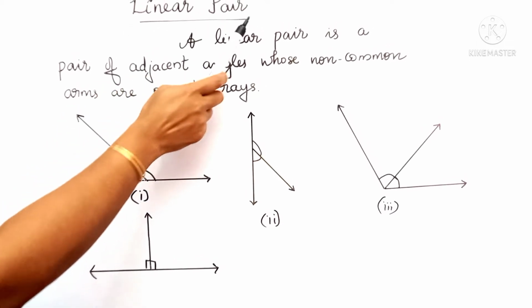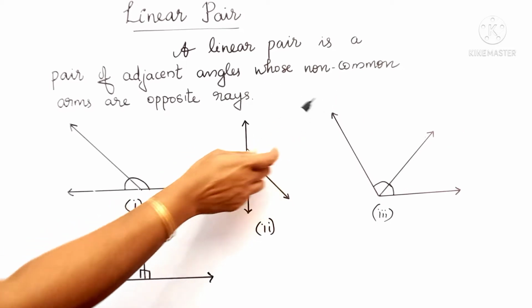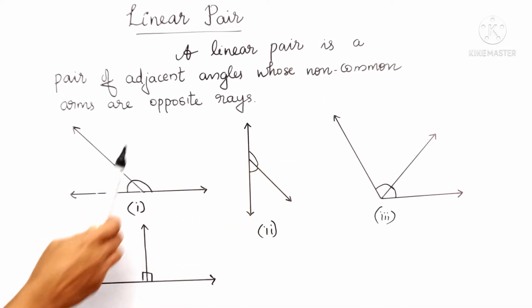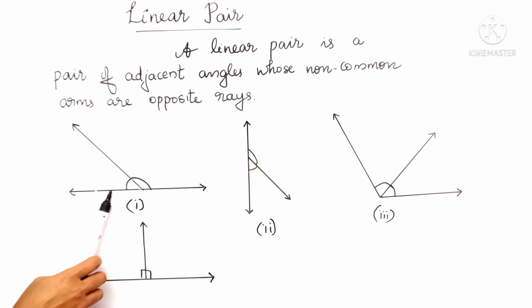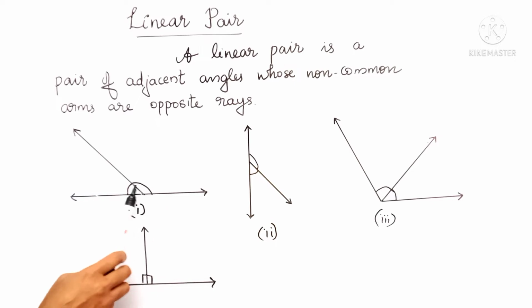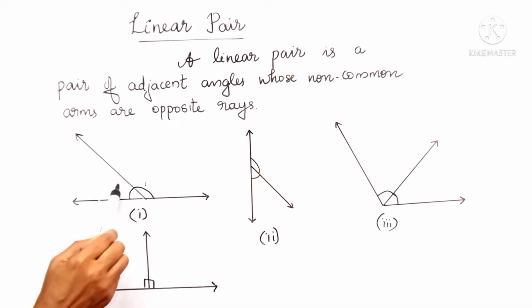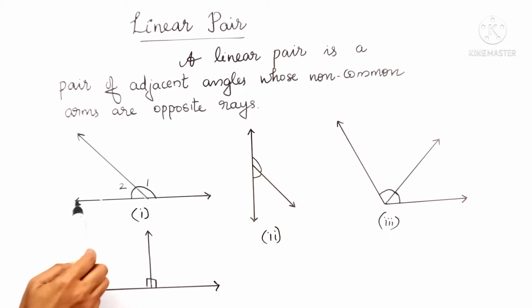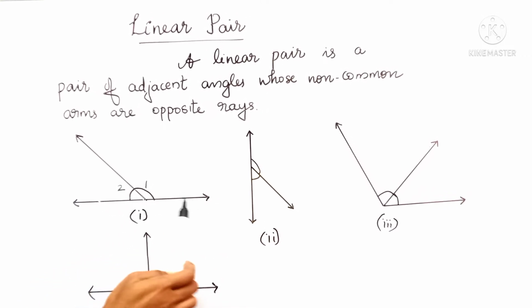Next is a linear pair. A linear pair is a pair of adjacent angles whose non-common arms are opposite rays. Here you can see linear pairs. Here this is a linear pair. Here you can see these non-common arms. This is the common arm for angle 1 and 2, and these are the non-common arms, they are opposite rays.